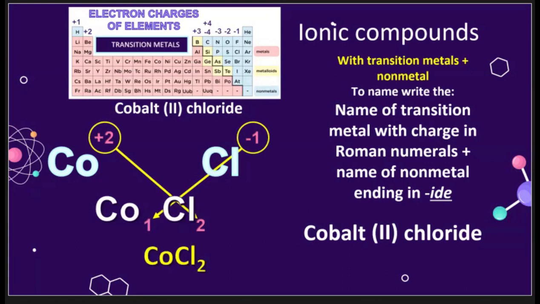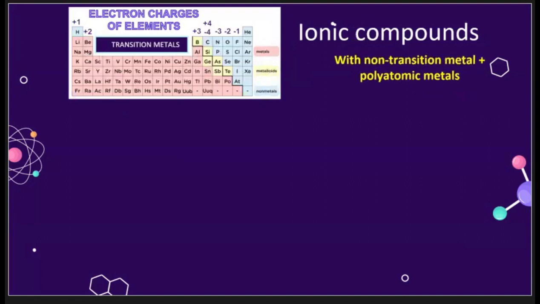as CoCl2. Yung 2 ni chlorine or ni chloride indicates that cobalt has a charge of positive 2. Yung negative 1 ni chlorine ay hindi na isusulat. Reminder also, yung mga positive and negative hindi na isinusulat sa subscript. Only the number. Next one is writing the ionic compounds with non-transition metal and polyatomic ions.